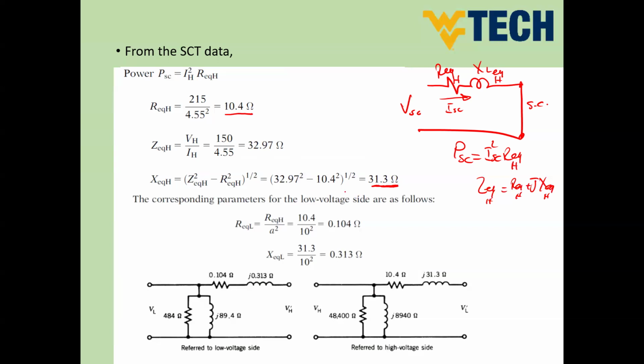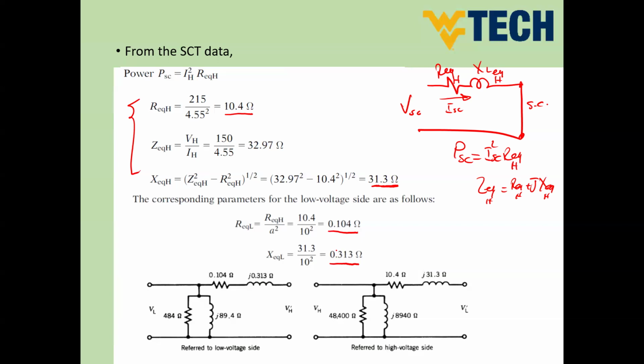After getting these parameters, you know that we made this test while devices are connected to the high voltage side. So we need now to get the low voltage side. So we need to divide over the turns ratio square. So we can say R equivalent low equals R equivalent high divide a square. So this would be the resistance referred to the low voltage side, and this is the reactance referred to the low voltage side.